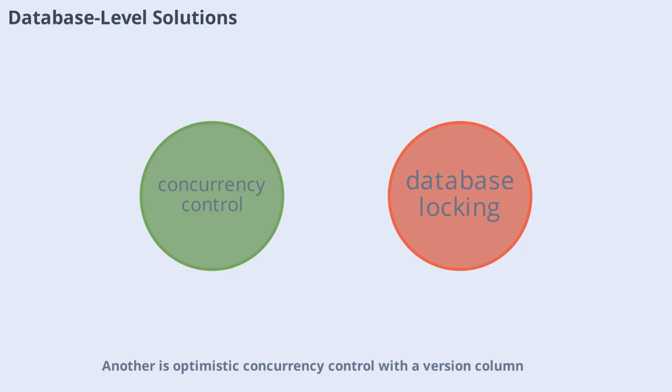Another is optimistic concurrency control with a version column, retrying updates if another transaction gets there first. A third option is a unique index constraint, letting the database enforce uniqueness. Understanding these strategies is crucial for handling concurrency in distributed systems.